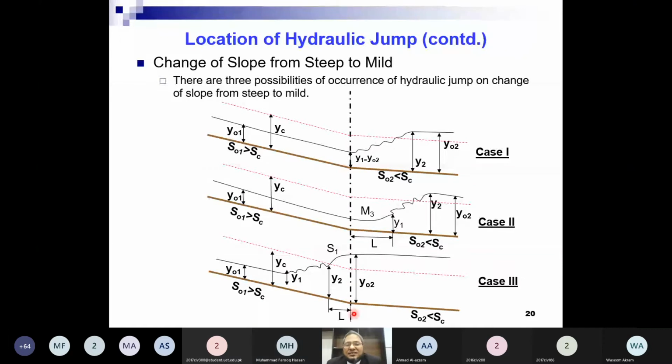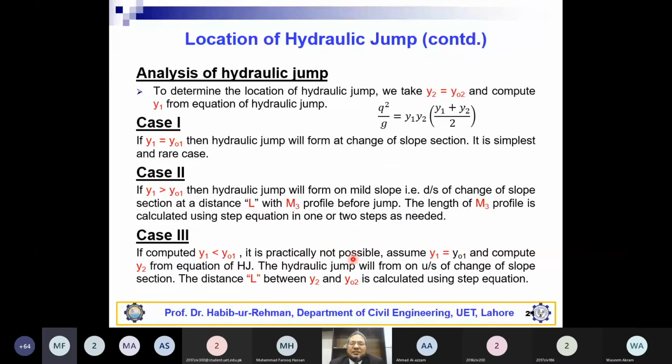The reason is here the bed slope is mild, and the depth of flow would be the normal depth of flow y02, and that will come up to here. Okay, so we don't expect that.